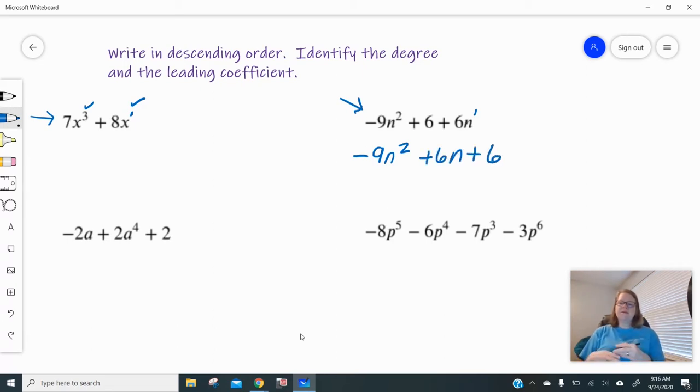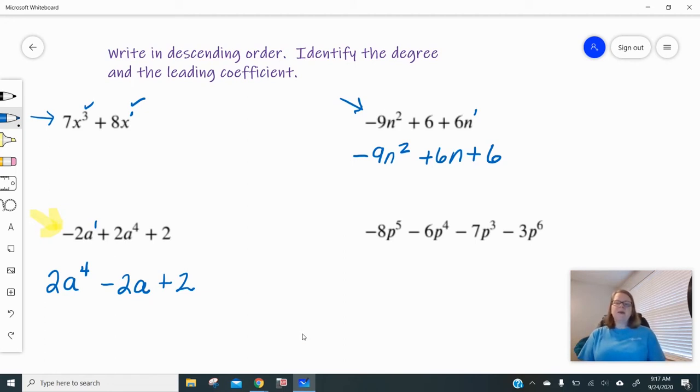The 6 has, like I said, an exponent of n to the 0 because anything to the 0 power equals 1, and 6 times 1 is 6. You don't have to know that. Just know that the constant, the number that's just a number, is going to come at the end. Okay. All right. So let's look at the next one here. Biggest exponent is 4. So that one comes first, 2a to the 4th. And then we have this a to the first, so we'll put that next, minus 2a, and then we have a plus 2. And that's our descending order. So 4th, first, and then none, no variable.